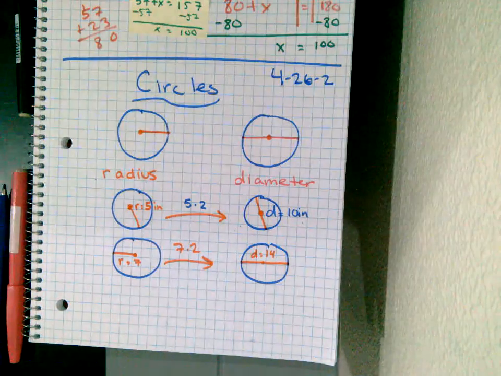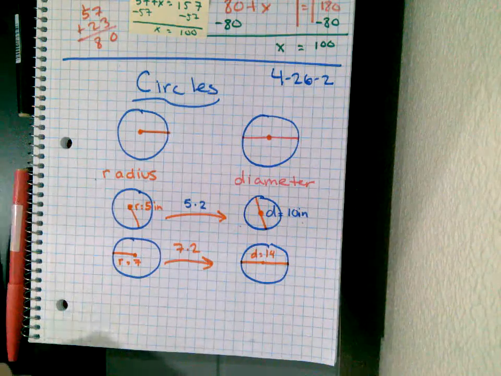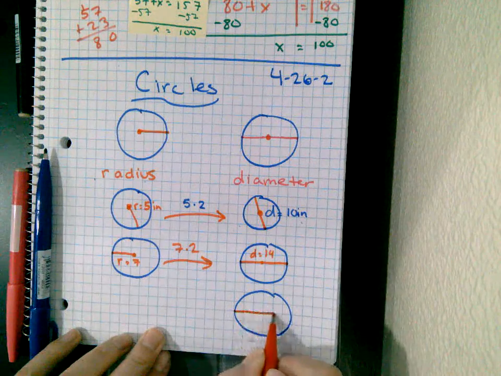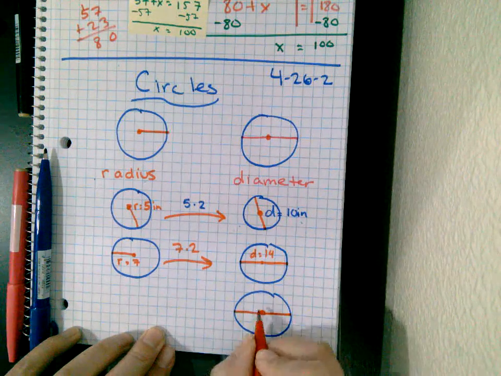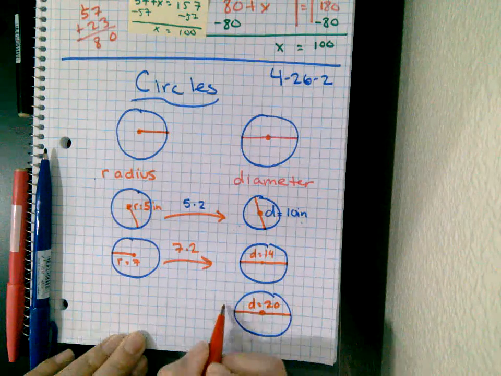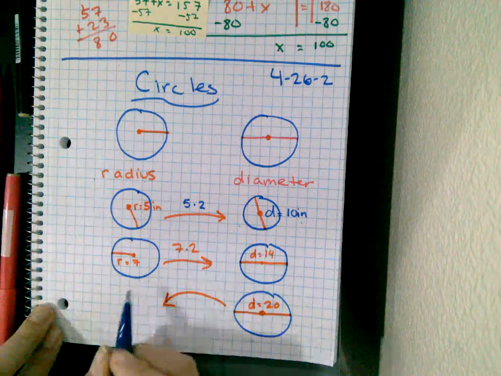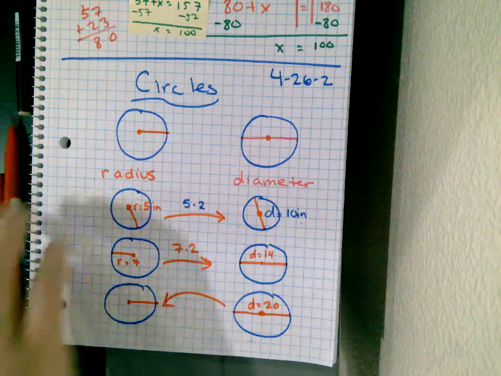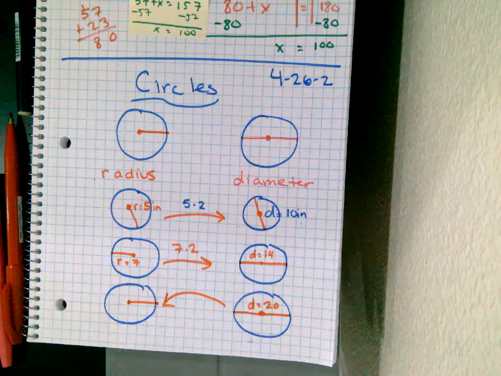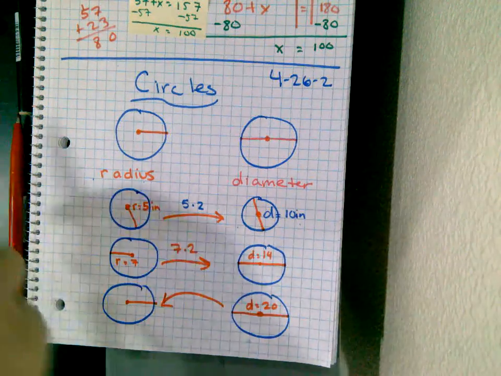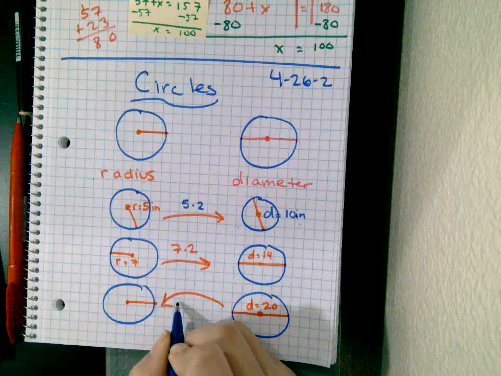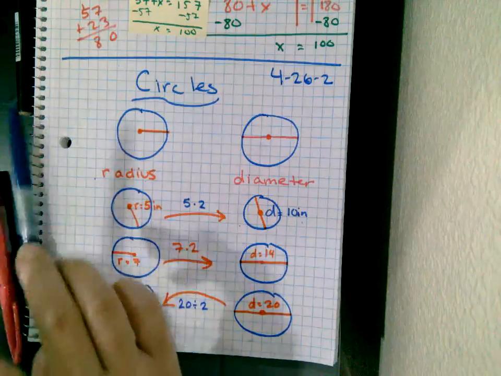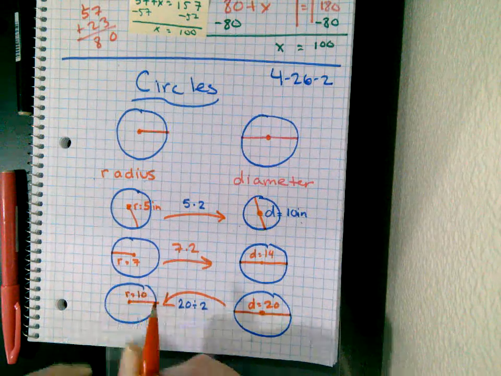But what if I give you the diameter? I give you the diameter of 20, and I want you to go backwards, same circle, but this time I want to know what the radius is. 10, right? If we're going backwards, if I give you the diameter and we need the radius, you would take the diameter and divide it by 2, and that will give you your radius. So the radius would be 10.